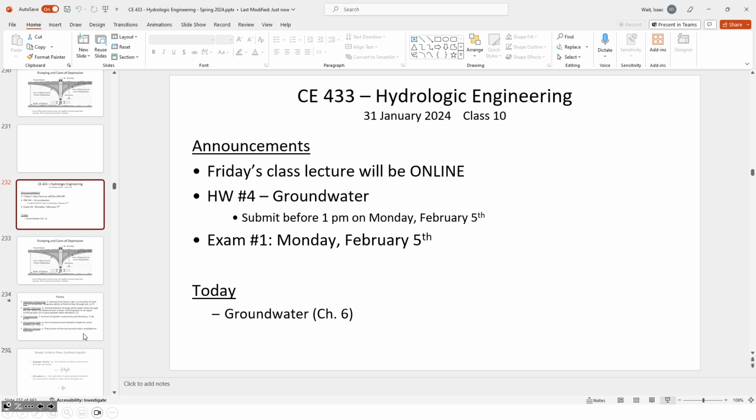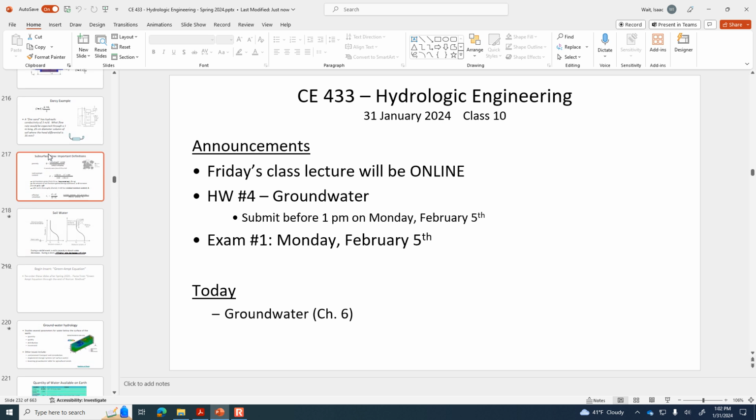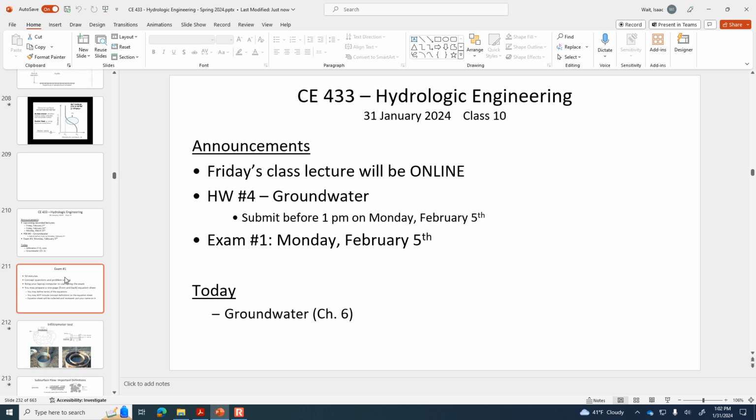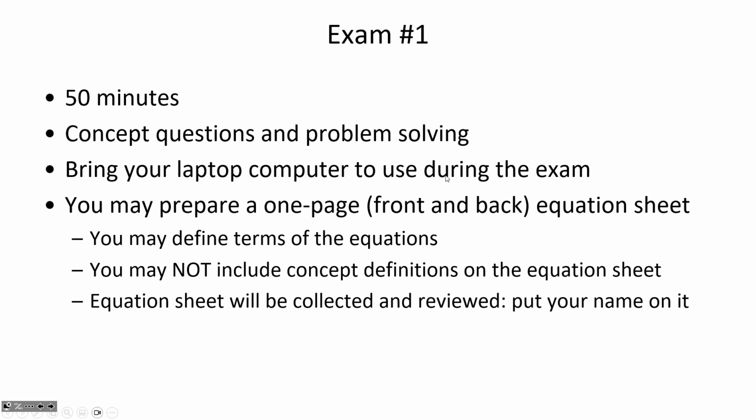Remember that we talked about the exam parameters in a previous class meeting, and the instructions were that you should prepare an equation sheet that does not include any terminology definitions. It shouldn't include conceptual information, so it can have formulas and you can define terms in the formulas. So are there any questions related to the exam that we're going to have when we get together on Monday?